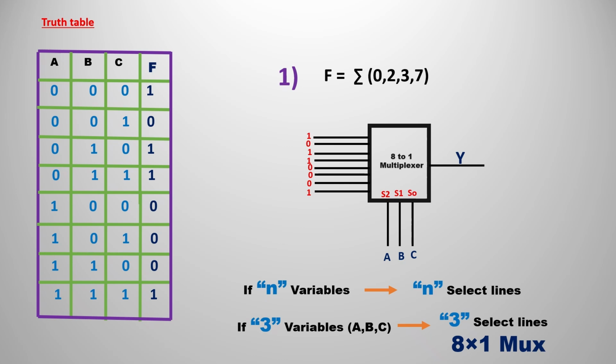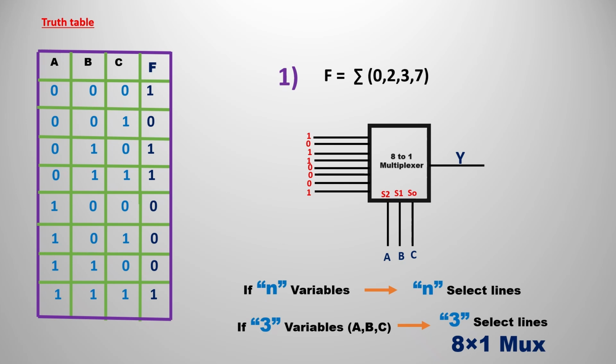This first method is not efficient, and it requires much higher multiplexers, because if we have n variables, we have to have n select lines for this method. It is the direct process. For example, in this case we have 3 variables A, B, C, and we are going to use an 8x1 multiplexer.